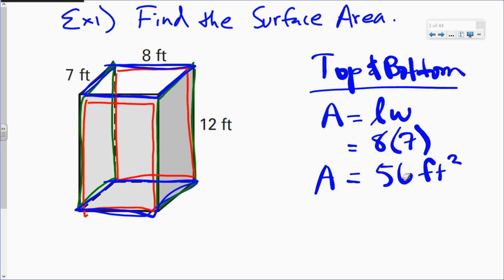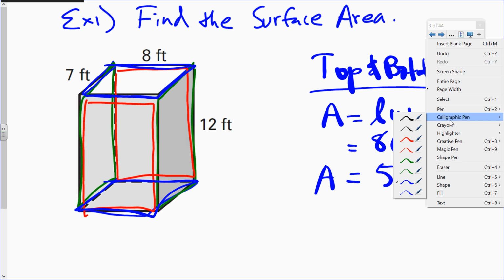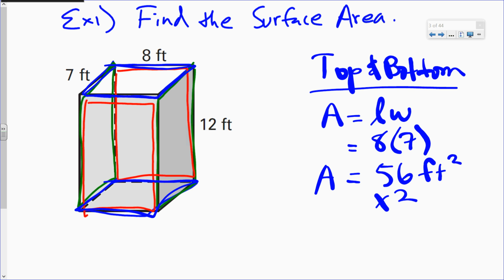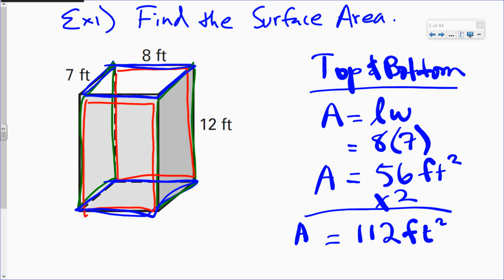But isn't there another face that's the same? What face is the same as the top? The bottom. So why don't we just multiply 56 by 2, and we'll get the top and bottom area. 56 square feet is the top. There's 2 of them. So multiply by 2 to get the total area of the top and bottom. That's going to be 112 square feet. All right, we're done with the top and bottom. So far, so good.